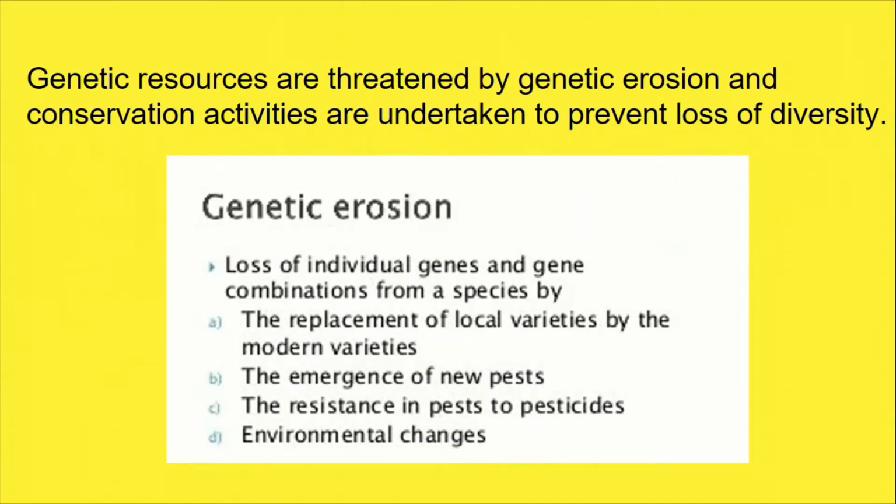We conserve genetic resources because of the threat of genetic erosion, which is usually the loss of individual genes and gene combinations from a species by the replacement of local varieties by maybe newer ones. Then maybe there is the emergence of new pests that are consuming the existing diversities, or resistance of pests to pesticides, so that they consume our genetic diversity and they are not easily destroyed. And then other environmental changes and natural calamities that could cause changes in genetic diversity.